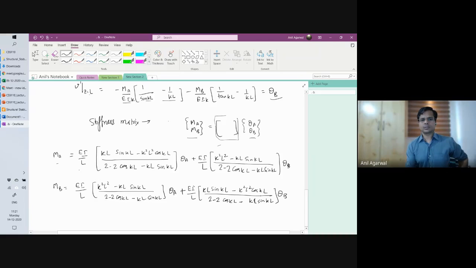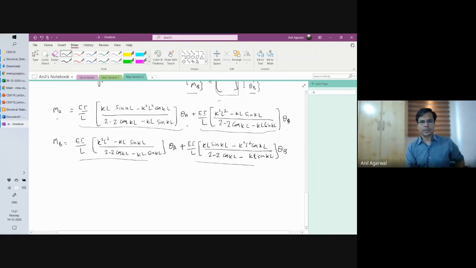Okay, so now these are the stiffness terms. MA is equal to this much times theta A plus this much times theta B. Similarly, MB is equal to a term here multiplied by theta A and another term here multiplied by theta B. These are your stiffness terms for MA and MB. Okay, we can write this as MA, MB. You must still remember what boundary conditions we had assumed, which is not really a plane frame situation, right? Because we had assumed that the ends are not moving at all.